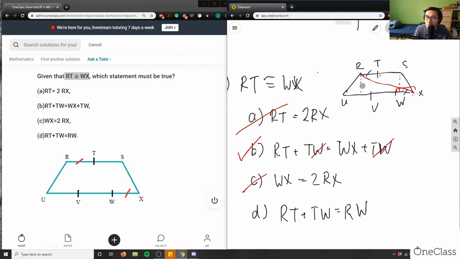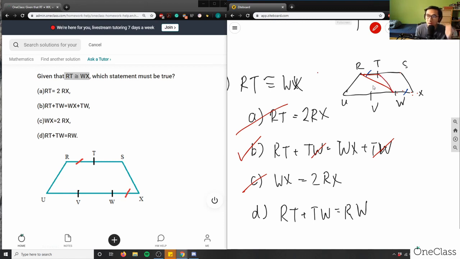And then let me do D as well. D here says that RT plus TW is RW. So RT would be this length here, TW is this length here, and RW would be this length here. So this length equals this length plus this length, right? In this case, that's not correct.